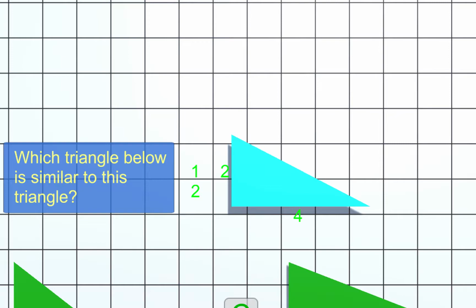Any other triangles with a ratio that can be simplified to 1 over 2 would be considered similar to this triangle. Another way to look at it is by changing the size of our triangle.